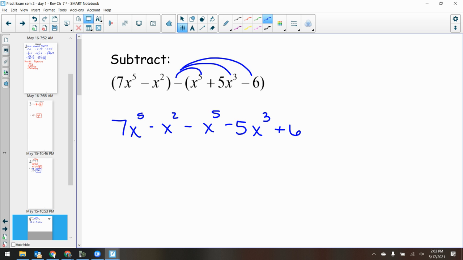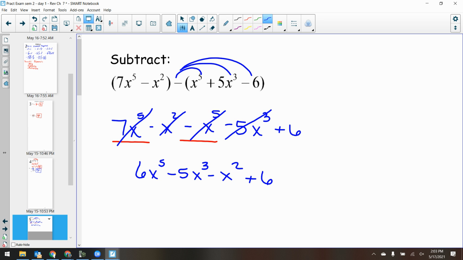And now we just combine like terms. 7x to the 5th and a negative x to the 5th is 6x to the 5th. What should come next after I do that? The x to the 3rd. What are we putting it in? What's that called? Standard form. Go in descending order in terms of the degree. That was a big part of chapter 7. We didn't even learn what standard form was yet.